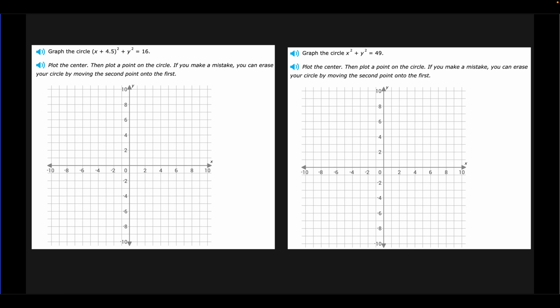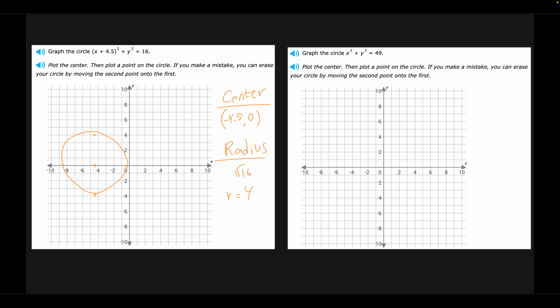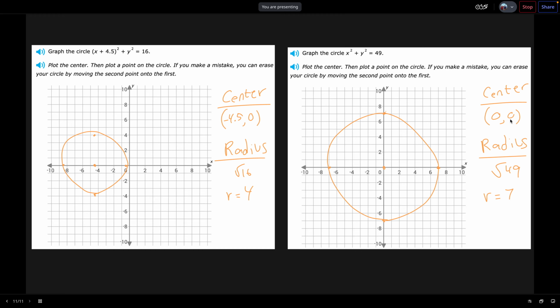Okay, now that you've had time to work these problems, let's check your solutions. For the first problem, the center is at -4.5 and 0. The radius is 4, so here's the graph. And for the second problem, this one had a center of 0, 0, because there were no numbers next to the x and y, and the radius is 7, so here is the graph.